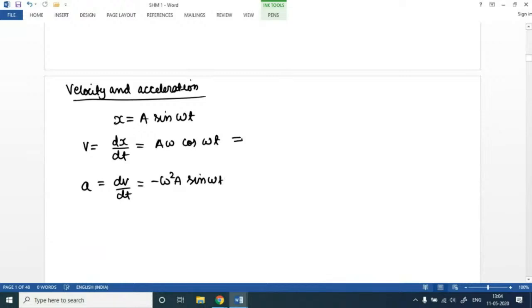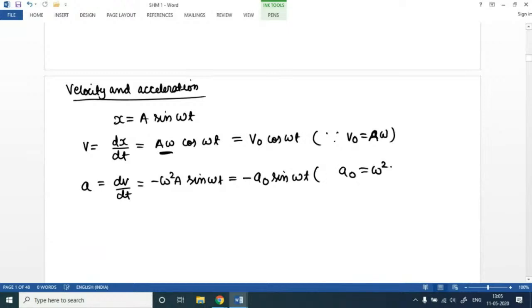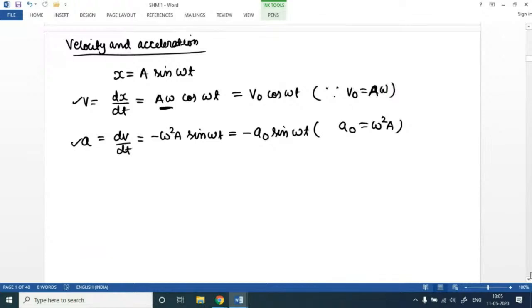And also you should realize, this a omega, if we represent it as v naught cos omega t, observing that v naught is nothing but a omega, which is the maximum velocity or maximum speed during the motion, and this can be represented as minus a naught into sine omega t. And here we can see that a naught is nothing but omega square a. So here we were able to represent v and a as functions of time. Okay, so all are varying sinusoidally with the same time period because they have the same angular frequency.